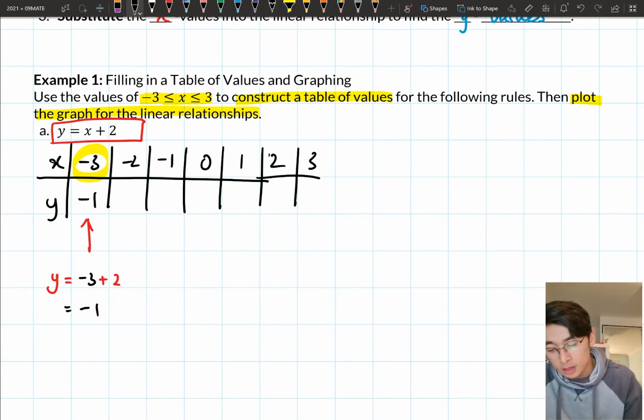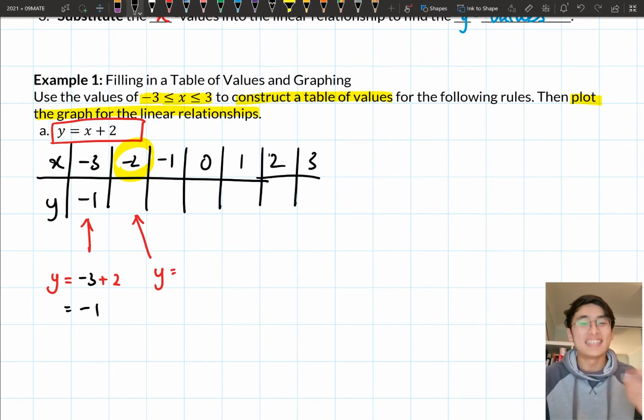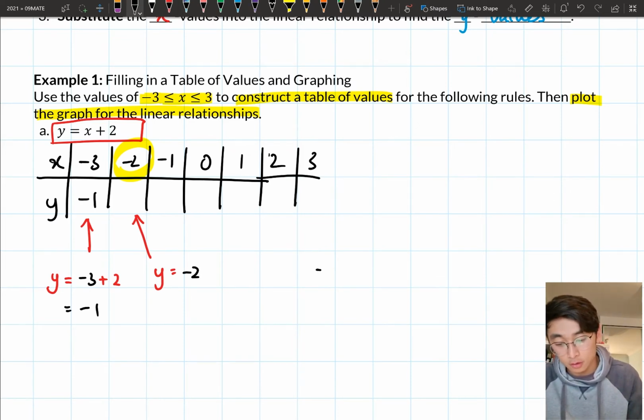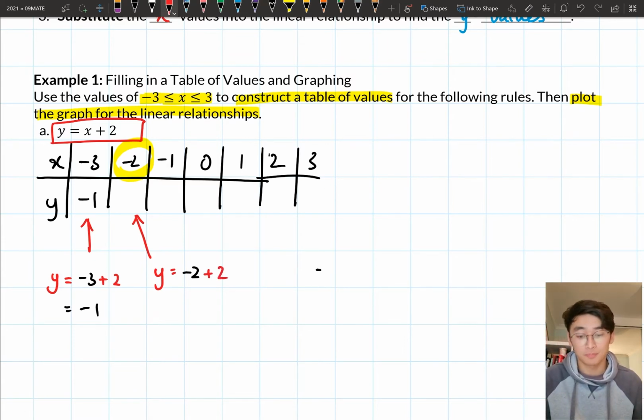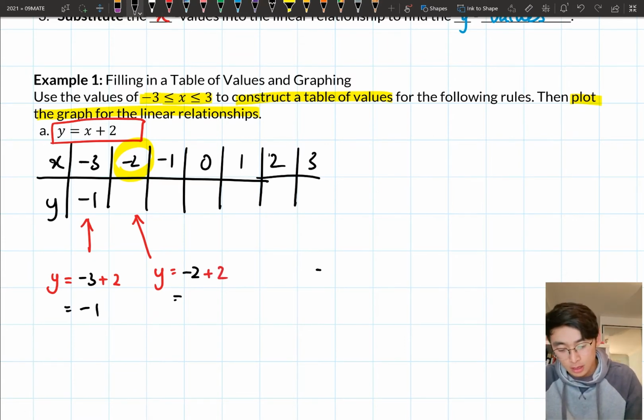Okay, I'm going to repeat this process for each one of these boxes. So then I'm going to move on to the next one. I'm going to substitute -2. So for this box, I'm going to have y is equal to, let me keep consistent, instead of -3, it's going to be -2 this time. -2 plus 2, because that's what the rule tells me at the top. Okay, so -2 plus 2, that will give me 0. And so here, this gives me 0. Okay, third box.